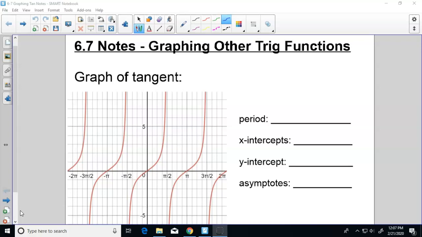One of the biggest differences you're going to find with tangent is that its period is pi. So right here, you can see from 0 over to pi, we start to repeat again. So the period of tangent is pi.